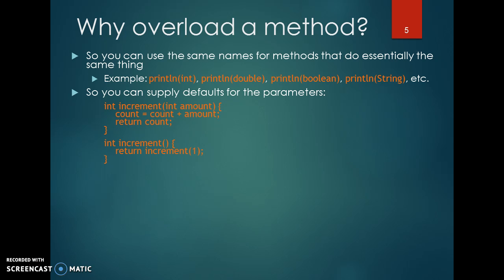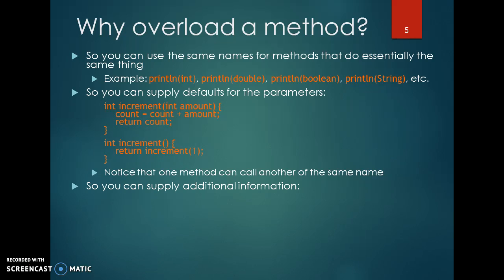Here I am overloading the method increment. In one of them I am passing one parameter of type integer and the other one has no parameter. Notice that one method can call another of the same name. See that from the second method increment I am calling the first method increment passing the value 1, which is an integer. So you can supply additional information.